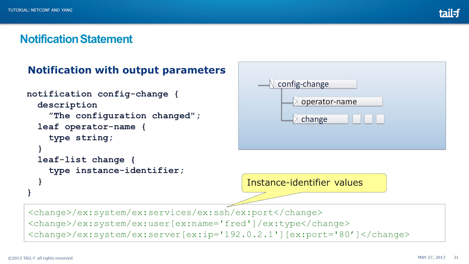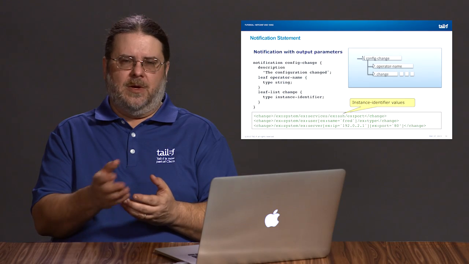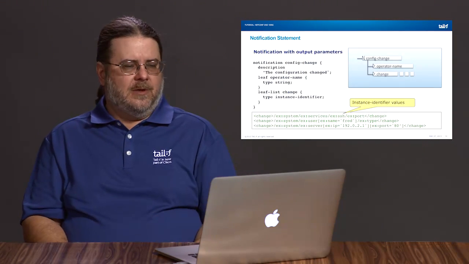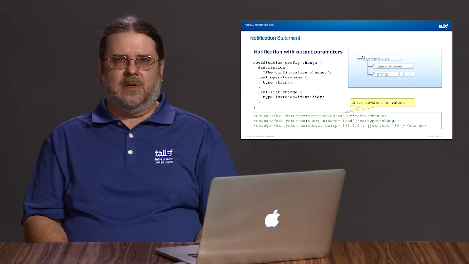There's a notification name, and then some sort of contents for the payload that will be sent with that notification. This payload can be any sort of Yang hierarchy or structure. Here, we're sending a notification called config change. That notification contains two parameters: a leaf, here the operator name, and then a leaf-list, which is a list of the changes they've made. So for example, in the XML that comes out, that change list would look like what appears here at the bottom of the slide.